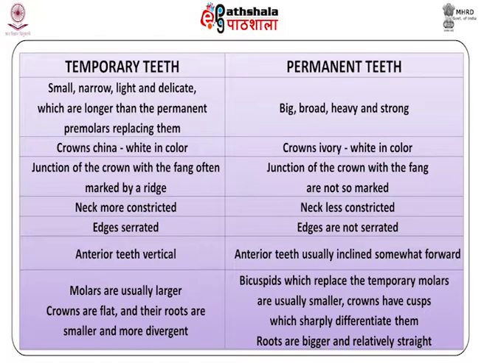The temporary teeth have the anterior teeth vertical, whereas in permanent teeth the anterior teeth are usually inclined somewhat in a forward direction. In temporary teeth, the molars are usually larger, their crowns are flat and their roots are smaller and more divergent, while in permanent teeth, the bicuspids which replace the temporary molars are usually smaller, their crowns have cusps which sharply differentiate them, and their roots are bigger and relatively straight.